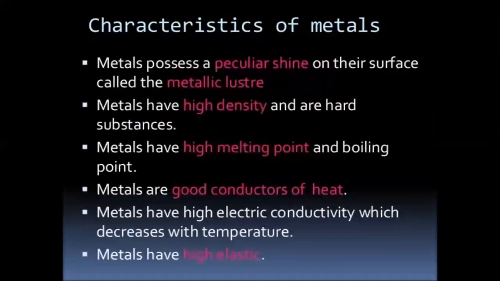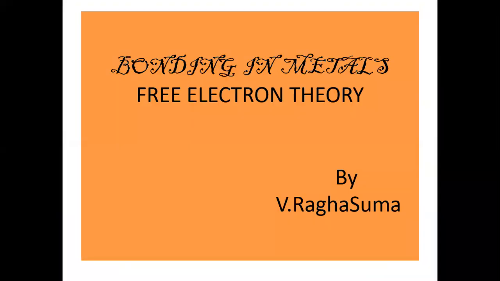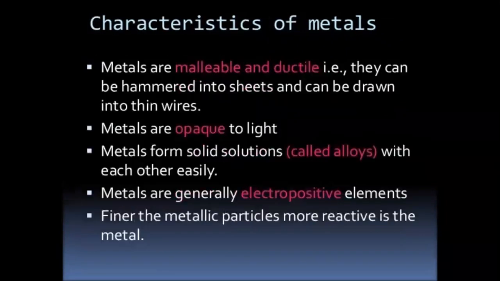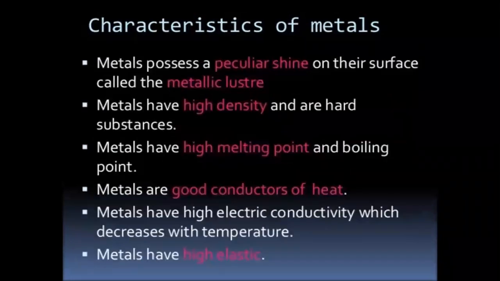So today's class, what I have discussed is about bonding in metals. Before that, we have seen the crystal structures: face-centered cubic, HCP, BCC, and simple cubic. Based on that, we have to know how the metal crystals are there and which type of bond is there. In order to explain the bond, there are three theories: free electron theory, valence bond theory, and molecular orbital theory, or band theory.